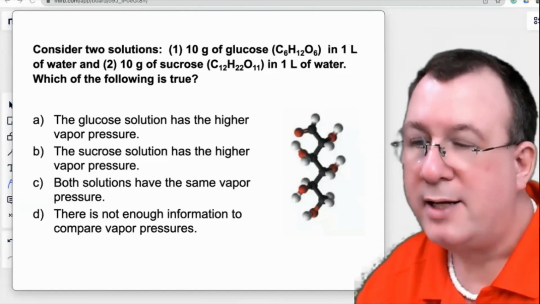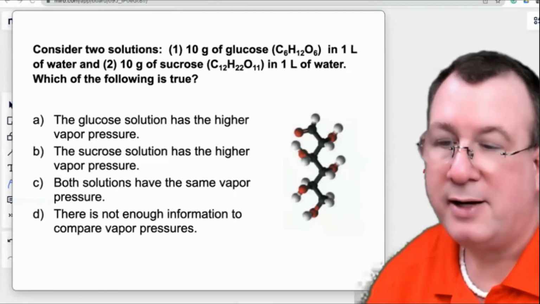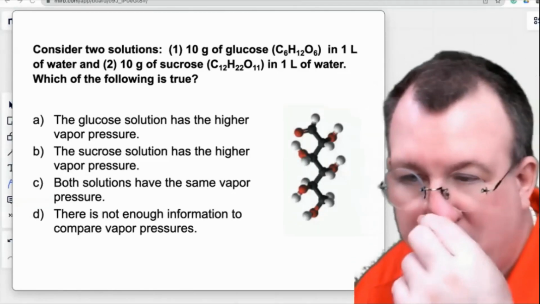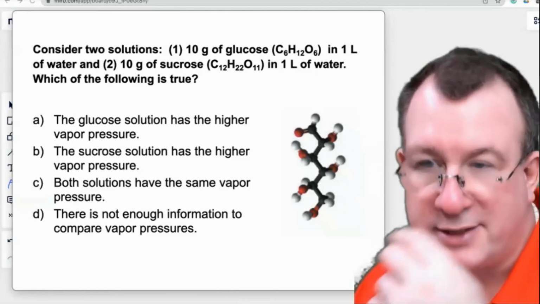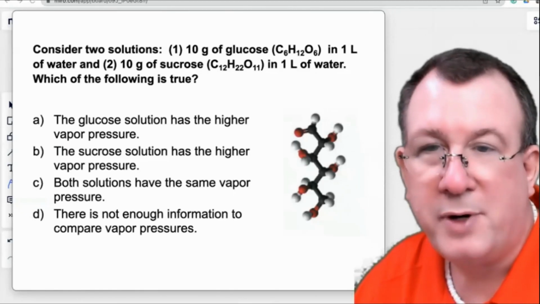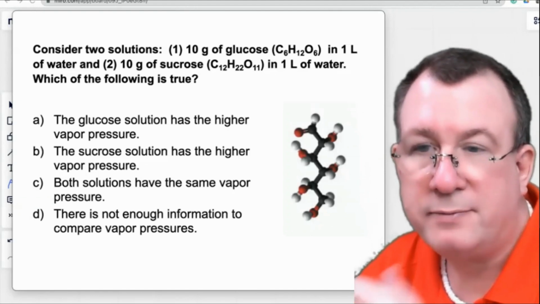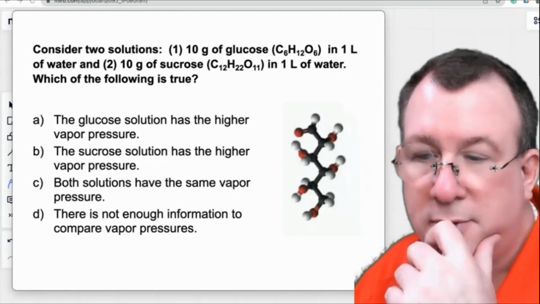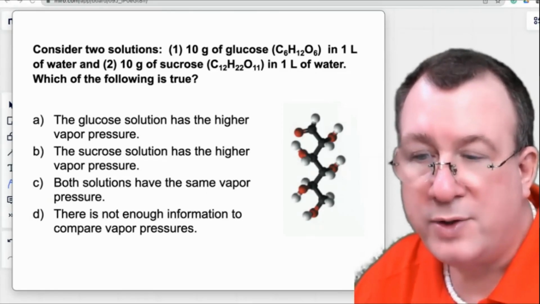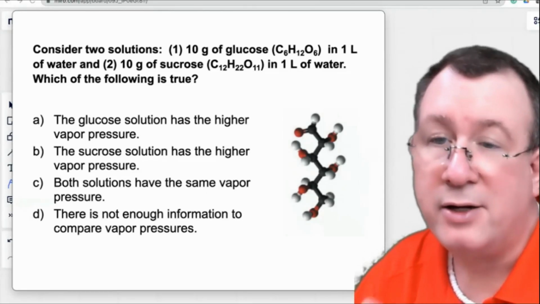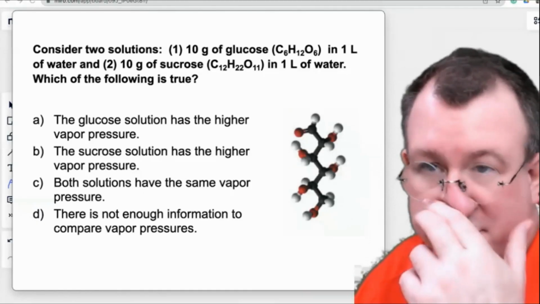All right. Notice that we counted these things by mass, right? Which one of these is heavier? Looks like the glucose is the lighter one. It's only got 6 carbons. Sucrose is twice as heavy. So which one of these has more particles in it? 10 grams of the light one or 10 grams of the heavy one? 10 grams of the heavy one. Yeah, there you go. Now I got it. You're right. 10 grams of the light one would be more particles.